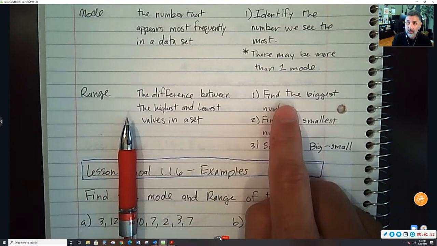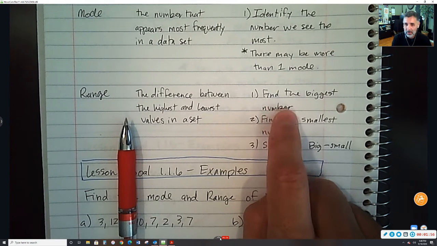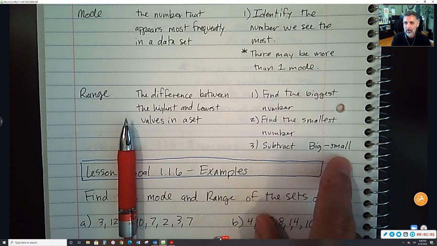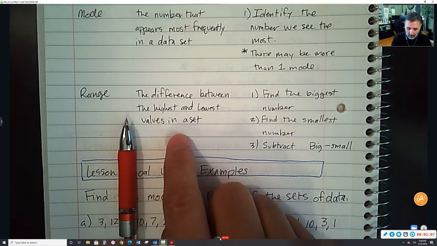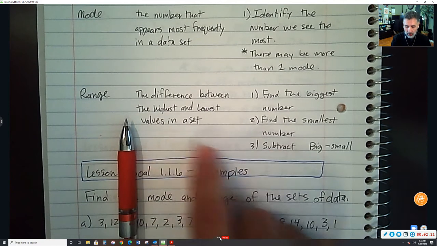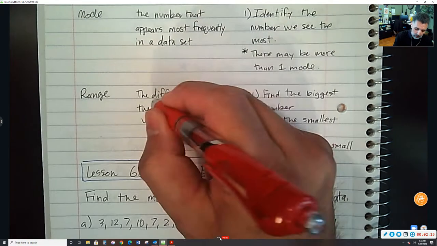Well, this is the steps. Let's go to the steps. Find the biggest number, find the smallest number, subtract big minus small, and that'll give you the range. Okay, so again, the difference between the highest and the lowest values in a set. Some of you guys should recognize difference as subtract. This is actually like a math term.